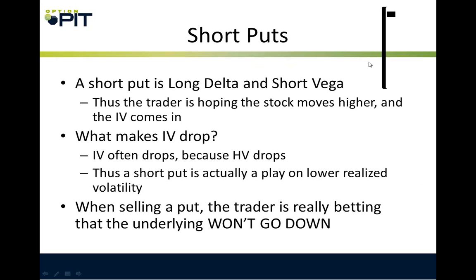So the trader is hoping that the stock moves higher and implied volatility comes in. Now, what makes implied volatility drop? Implied vol often drops because historical volatility drops. Thus, a short put is actually a play on lower realized volatility. So when you're selling a put, you're actually betting.